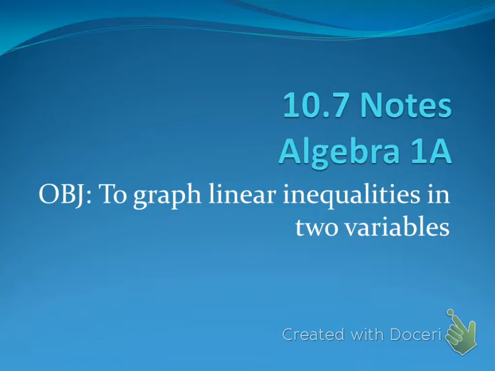All right, today we are doing section 10.7, which seems strange since we've been in the middle of chapter 8, but it does use a lot of our chapter 8 knowledge, so we're going to jump on in. Our objective is to graph linear inequalities in two variables. So instead of just graphing equations, we are graphing inequalities.